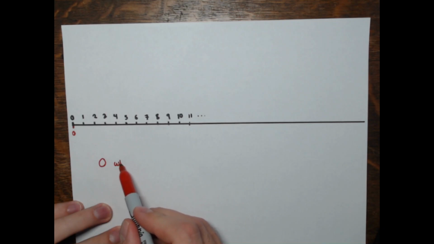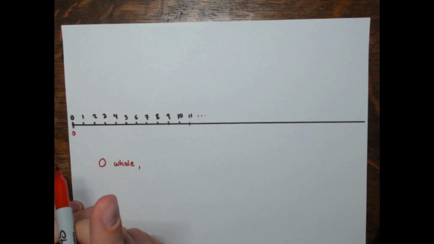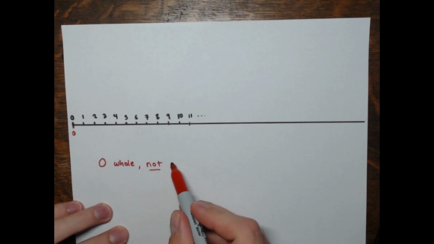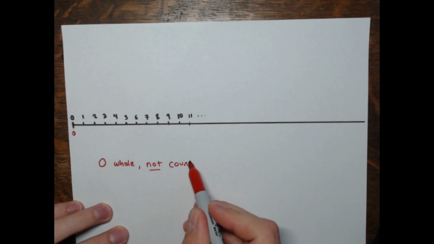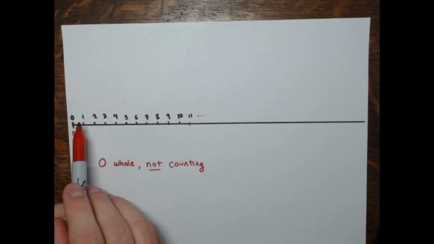So 0 is whole, but not a counting number. Right? Whole, but not counting. Remember, the counting numbers start at 1.